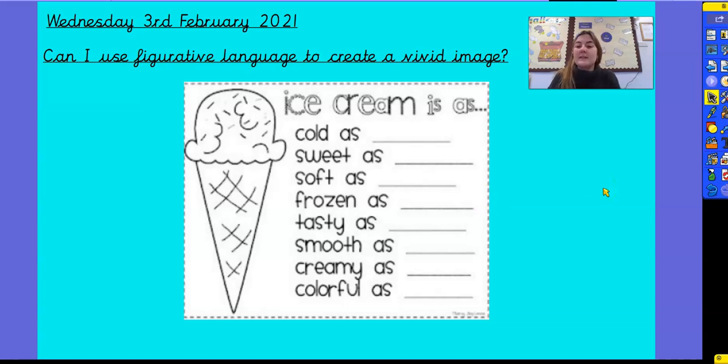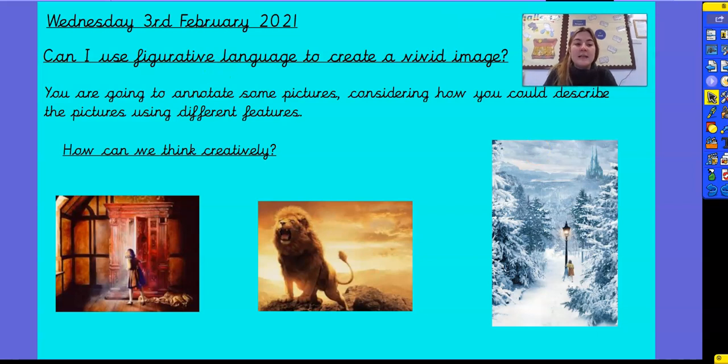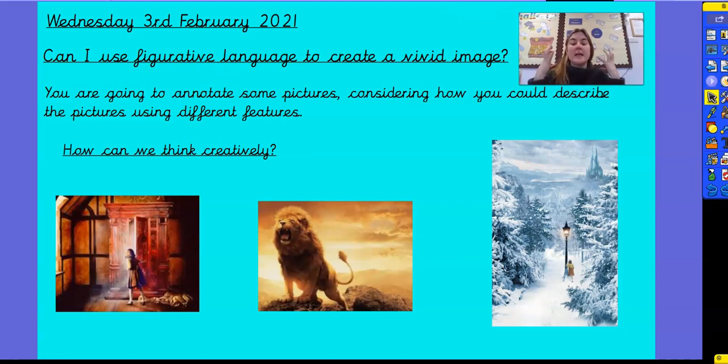I hope you all found that activity okay and a lot of fun. And hopefully it's got you ready and thinking creatively for our lesson today. So in our lesson today, we're going to think about how we can use figurative language to create a vivid image for the reader in their mind. So we're going to look at similes, metaphors and personification, and we're going to annotate some pictures.